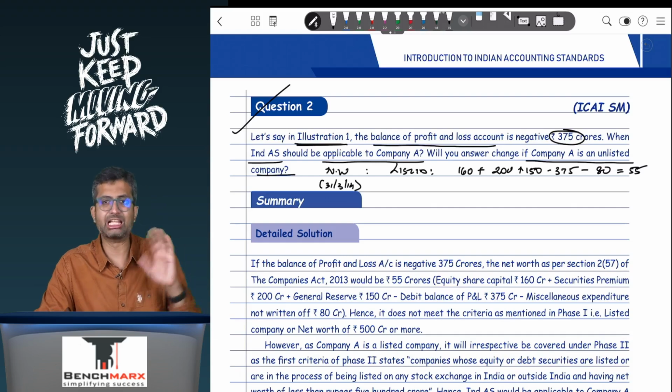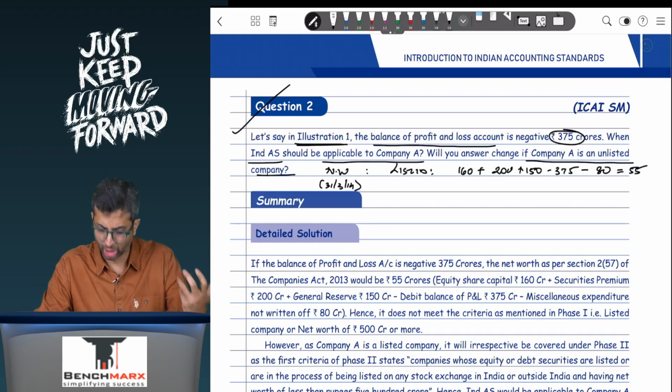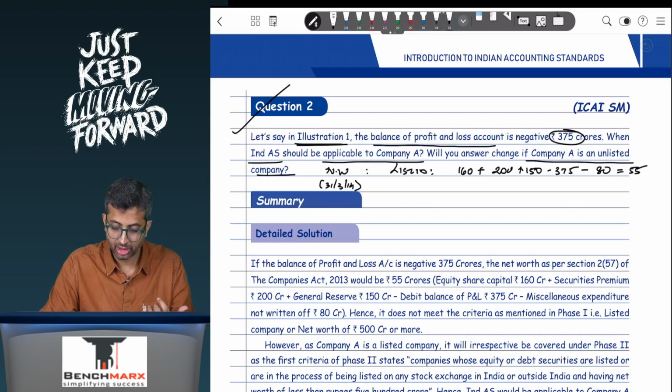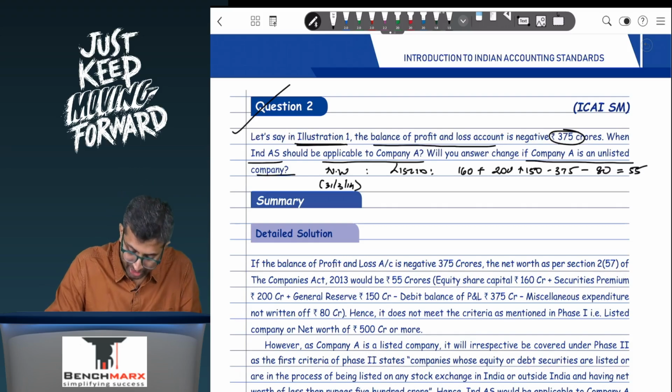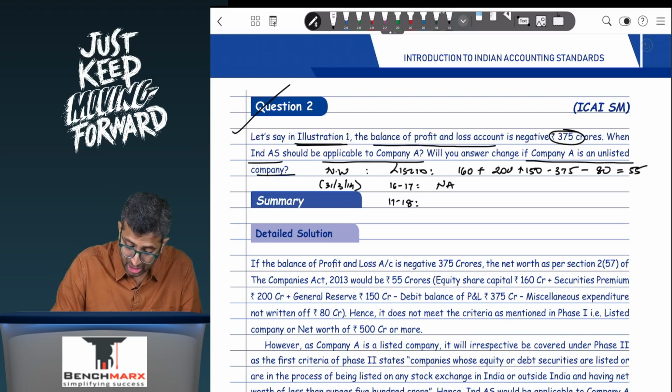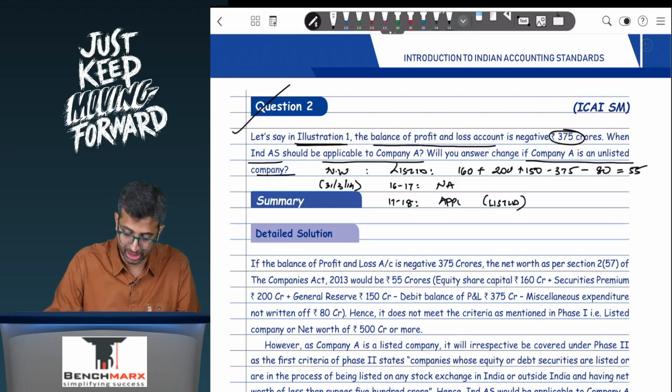Now because it is less than 500 crores or even 250 crores, Ind AS ideally should not be applicable, at least in the year 1617. In the year 1617, not applicable. Now in the year 1718, I don't know about the net worth, but if it continues to be listed, Ind AS becomes applicable. Why? Because it is listed. Then irrespective of the net worth, Ind AS becomes applicable.